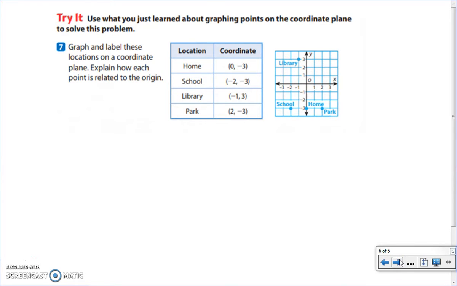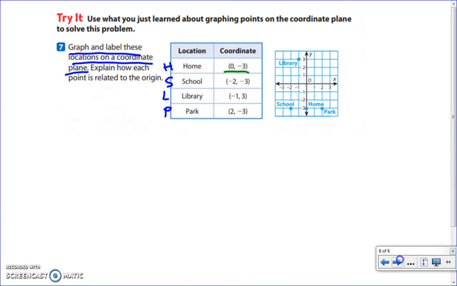So let's try it. Graph and label these locations on a coordinate plane. Explain how each point is related to the origin. Okay, so the first thing that we need to do is graph and label location on a coordinate plane. So over here on the right, I've done that. And I'm going to walk you through how that works. And it looks like they've actually written the word on the graph instead of just abbreviating. But if you'd like to put H for home, and S for school, and L for library, and P for park, that would be fine as well.